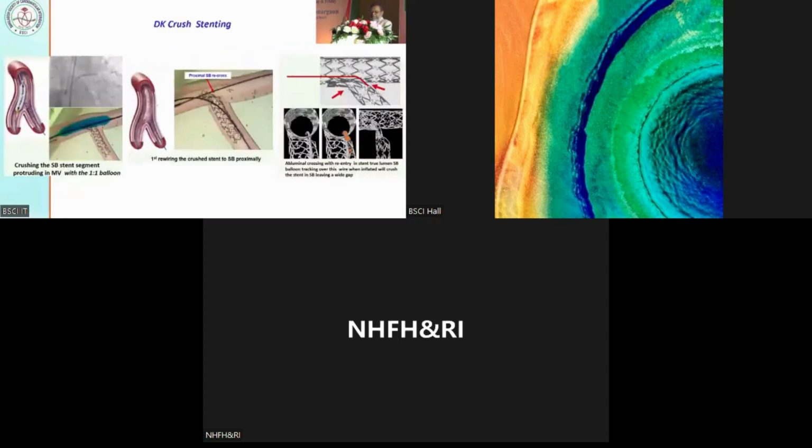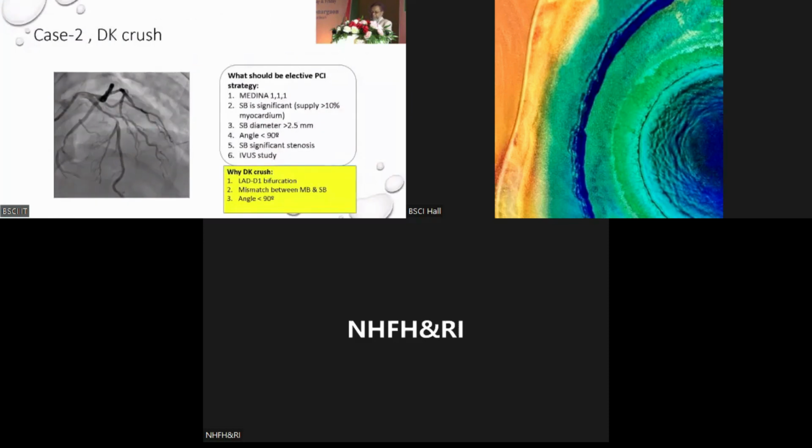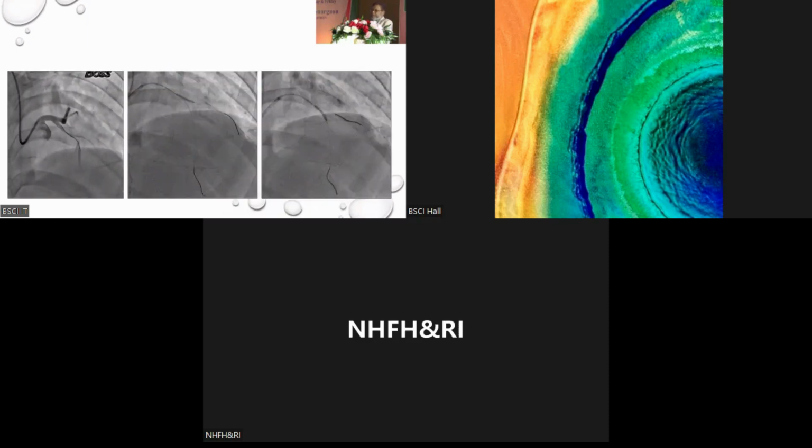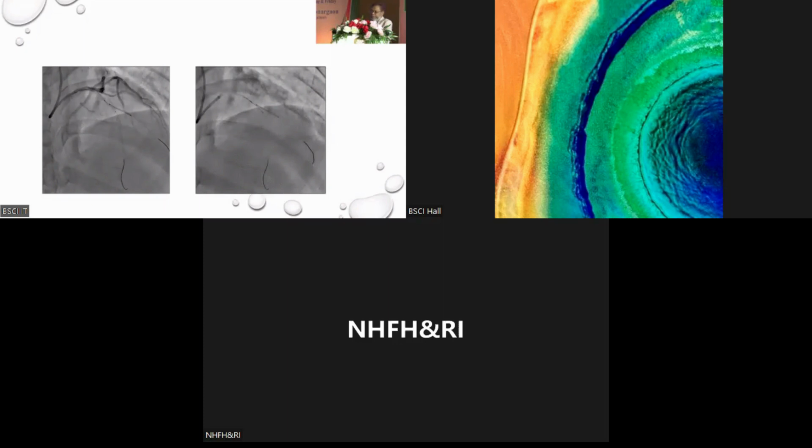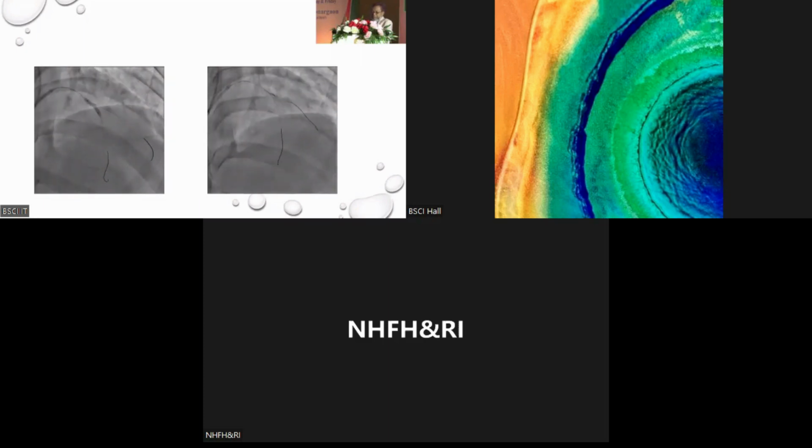And this is the next case. This is another patient having LAD diagonal lesion 111. Here you see the diagonal is also critically diseased, and here we have decided to do a DK crush. And we have wired both the vessels, pre-dilated both the lesions, and diagonal stent deployment, placement of the stent in the diagonal, and crossing, the first crush is done.